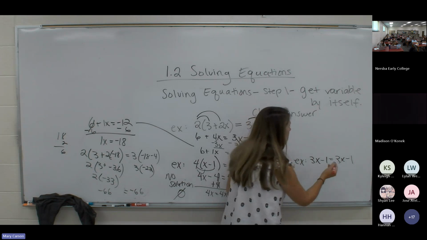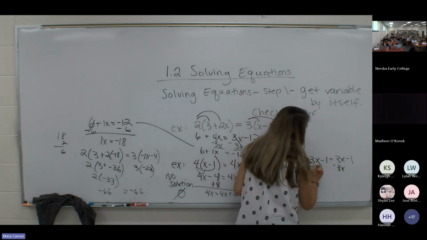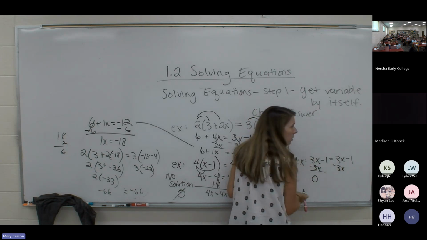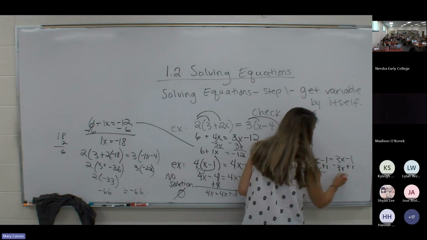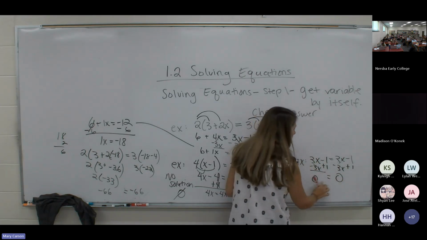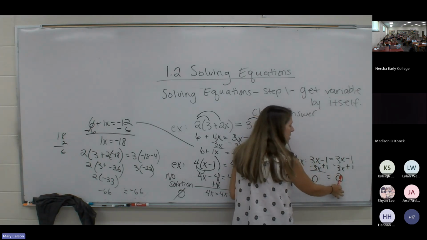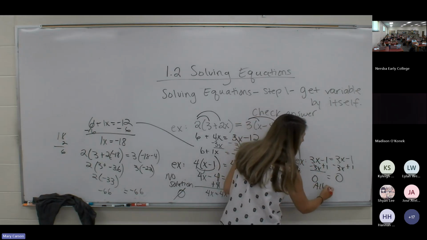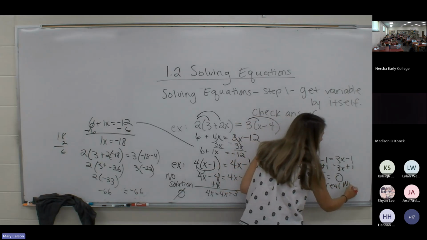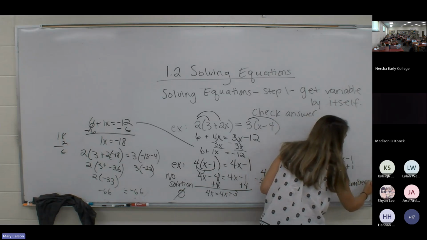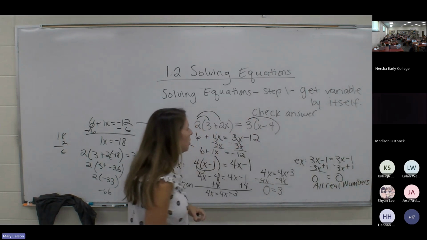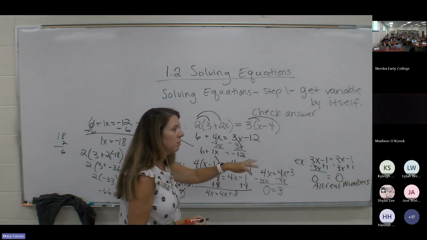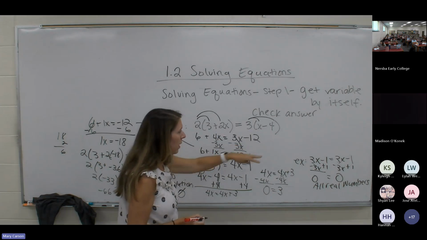And watch what happens to this. If I move 3x over, you get 0 here, right? If I move 1 over, you get 0 here. Is 0 equal to 0? Yes. So anything is going to work. So you would put all real numbers. Anything will work. Okay, so I didn't have that originally, but the other question was no solution again on that one.